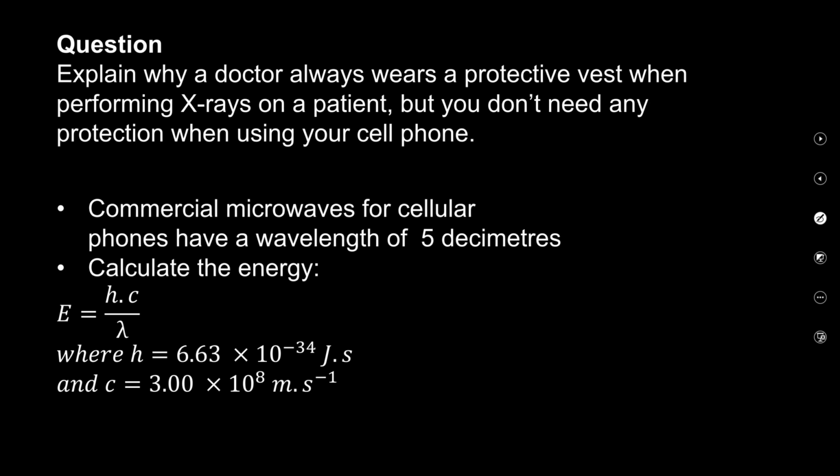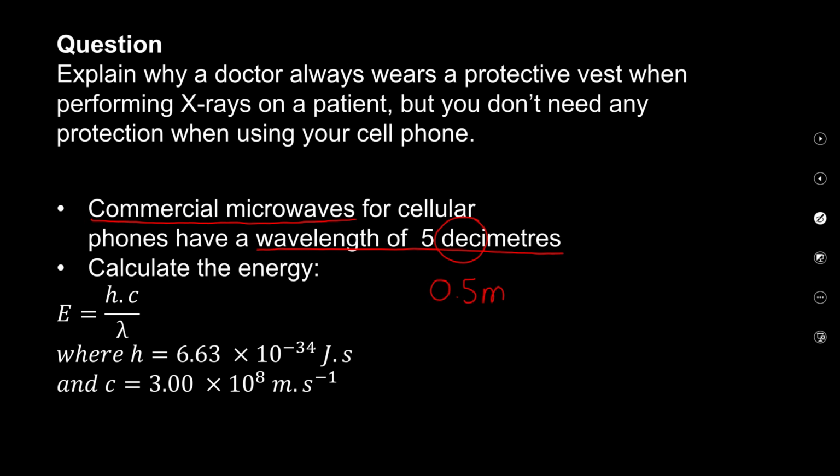So we're still being asked to find the energy here, and we're going to use the same formula as before, but now the wavelength is different because we're examining those of commercial microwaves. They have a wavelength of only 5 decimeters. Now, when we see this decimeter value, we must remember that we're going to need to convert this value into meters. All right? 1 decimeter is 10 centimeters, so 5 decimeters is going to be 0.5 meters. Still quite a large wavelength.